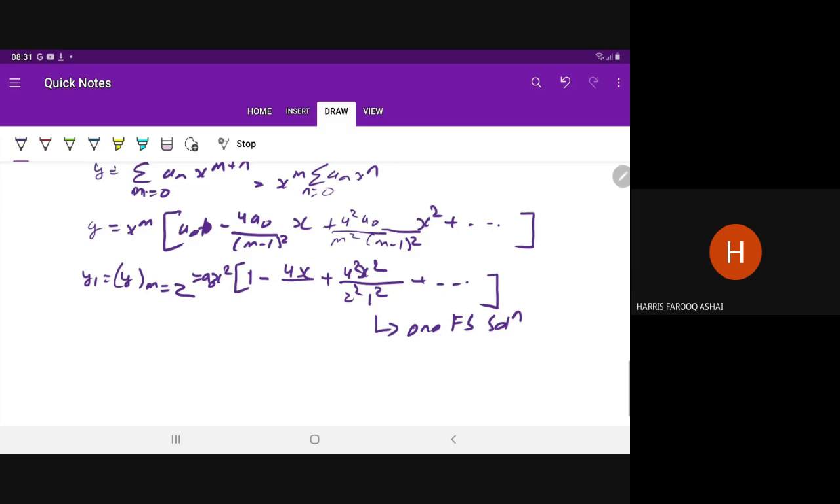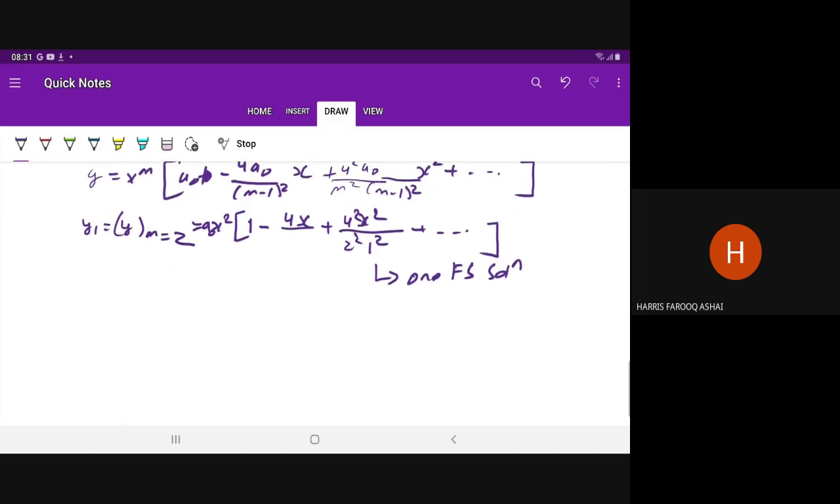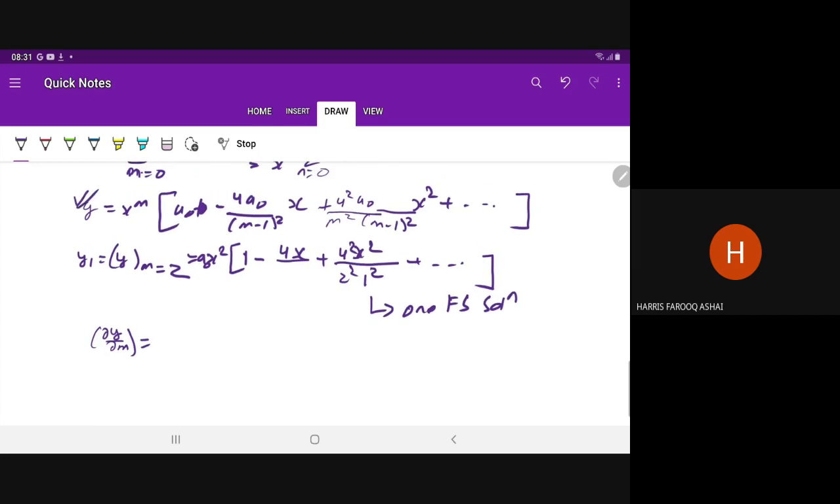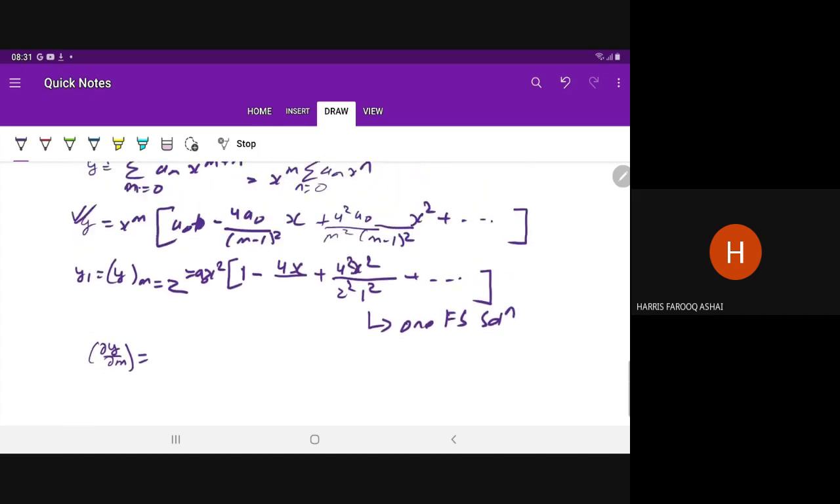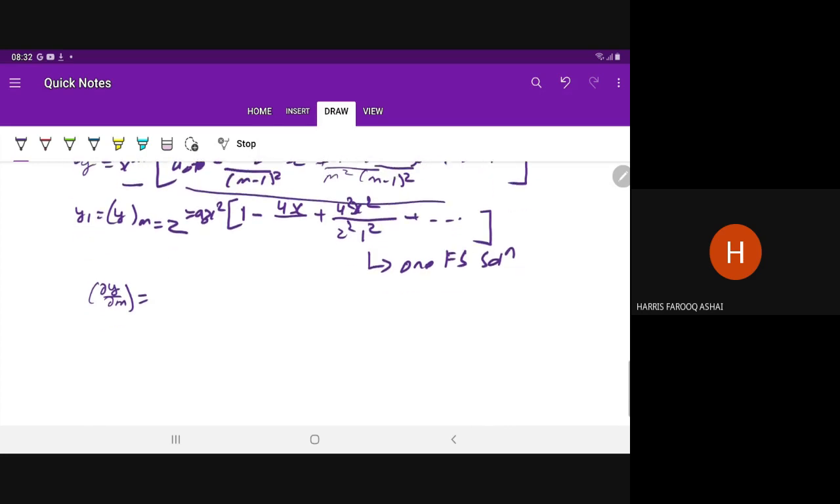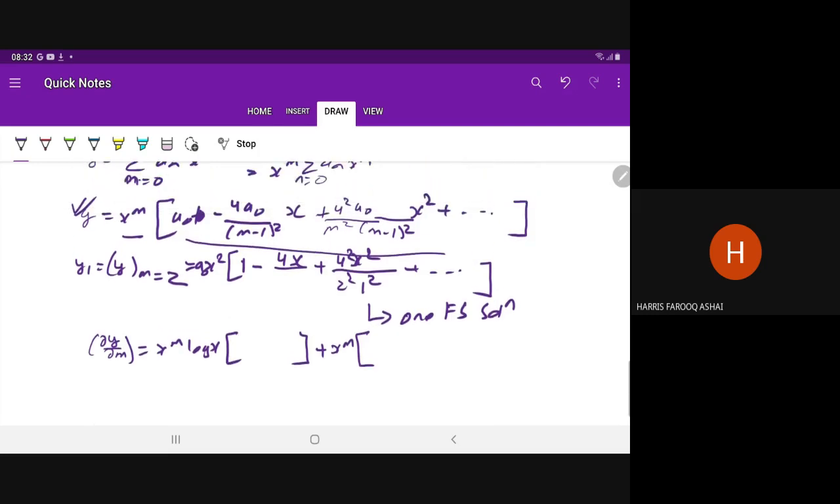Now what is the case second? In the case second, if you have to determine the second linearly independent solution, first we have to compute del y by del m. So if you apply the product rule, first function, second function: the derivative of the first function x to power m is x to power m log x into the second function as it is, plus the first function as it is and the derivative of the second function.